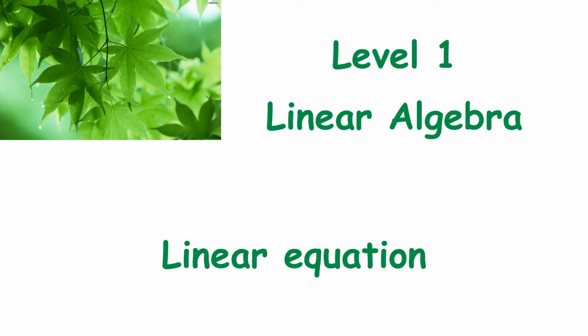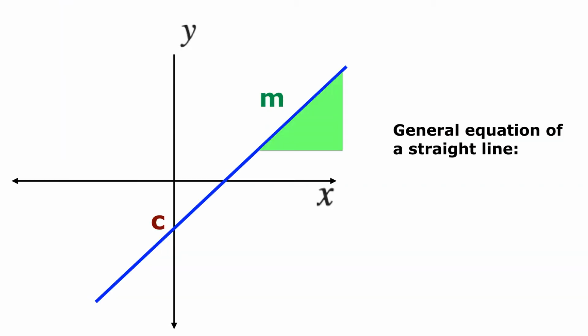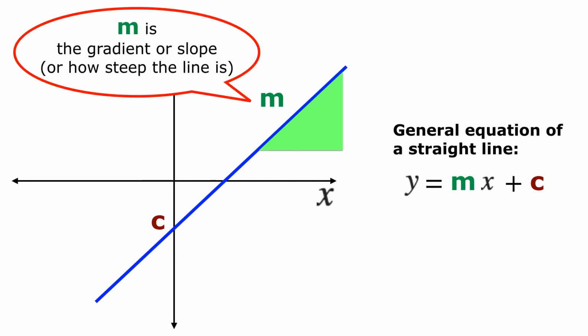Here we're going to have a look at linear equations now. So here's our general equation of a straight line, and it goes like this: y equals mx plus c. So m is the gradient or slope, and that looks at how steep the line is.